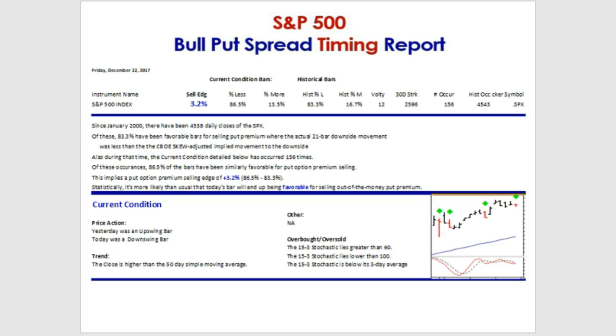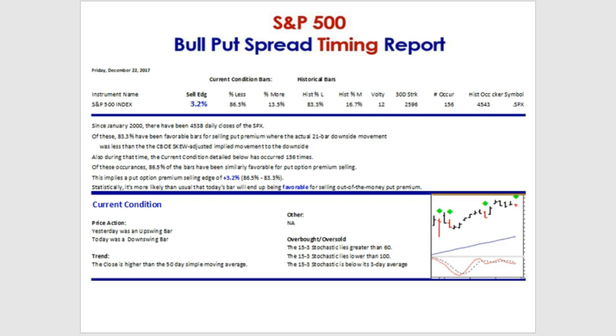So it's just January of 2000, as I mentioned. We've had over 4,500 closes of the S&P 500. Now, of those 4,500 plus, 83.3% have been favorable bars for selling put premium, like I mentioned, where the actual 21 bar movement to the downside was less than what the option prices were implying. We use the skew adjusted VIX to determine that downside expectation.